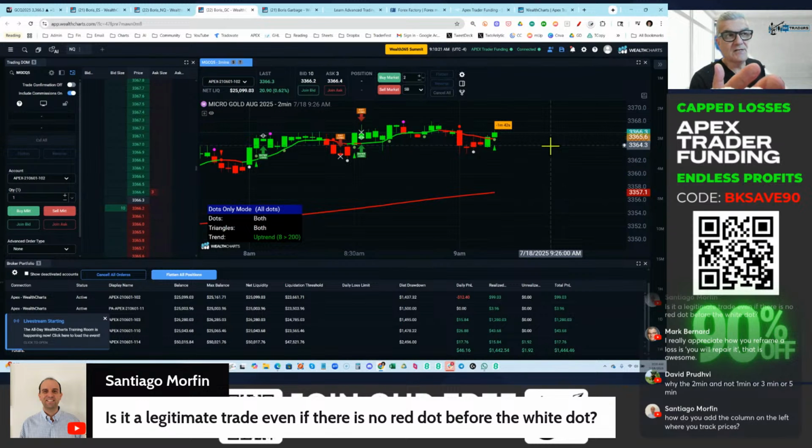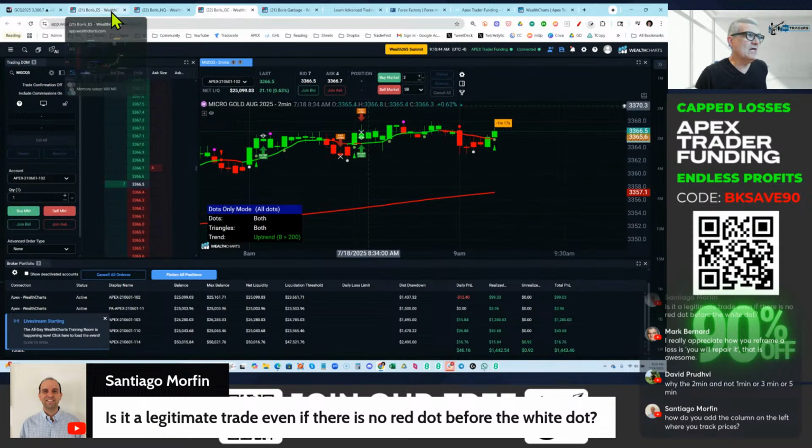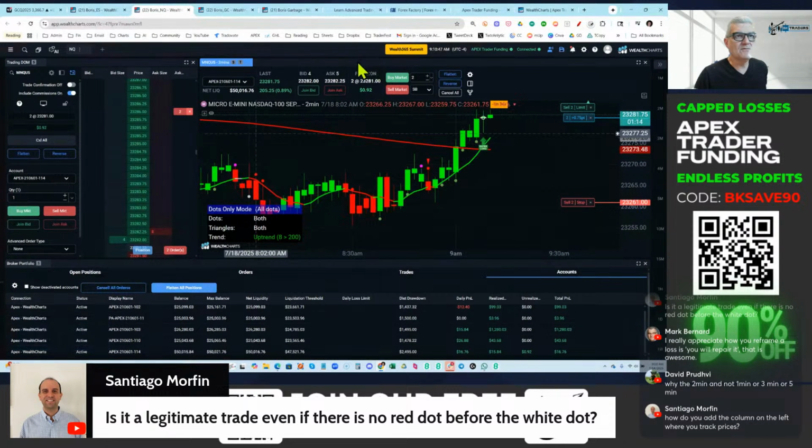I may take this in my garbage account, unless this slope really turns nice and clean green. But generally, if I'm in the middle of a candle and the slope is changing between green and red, that's not strong enough for me to want to believe it. I need it to be always green on that second candle, because I want to feel that there's a lot of power behind that move.